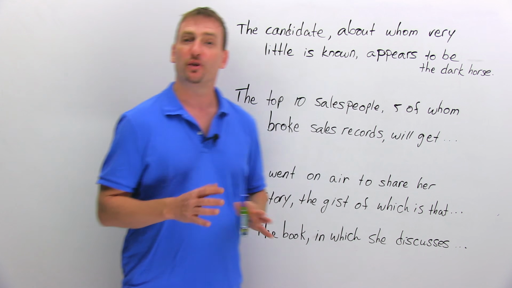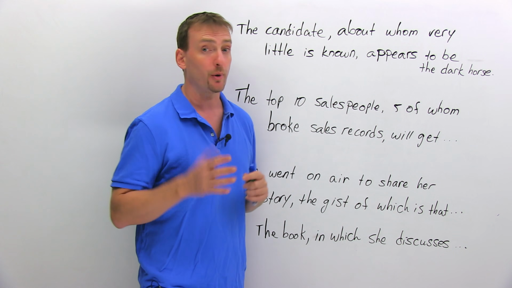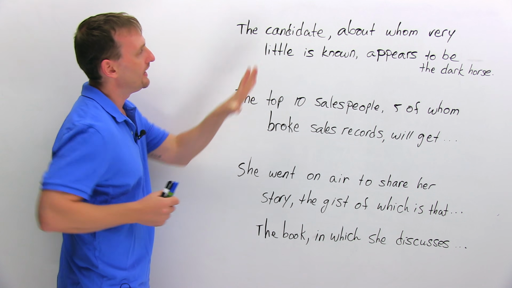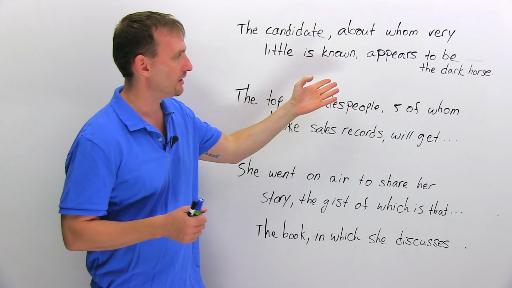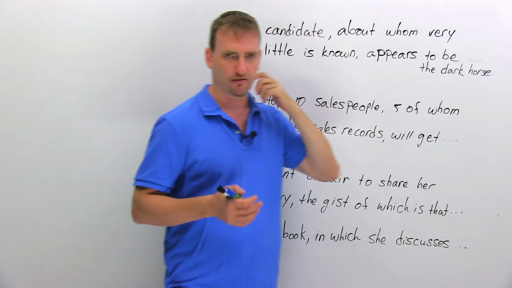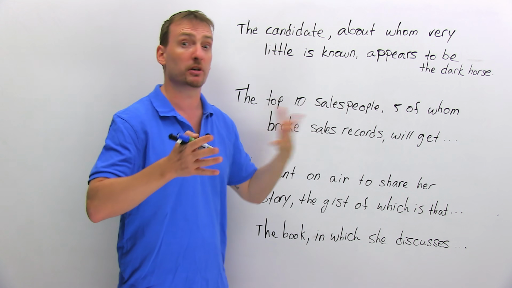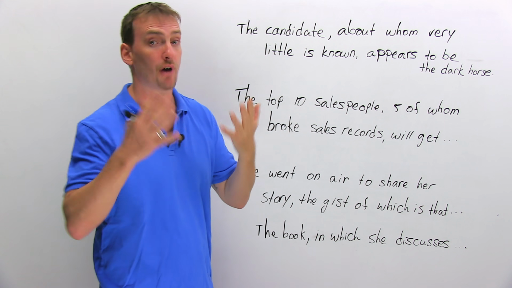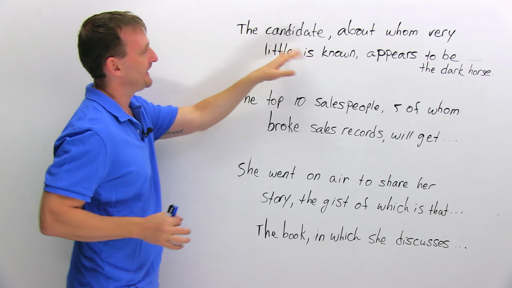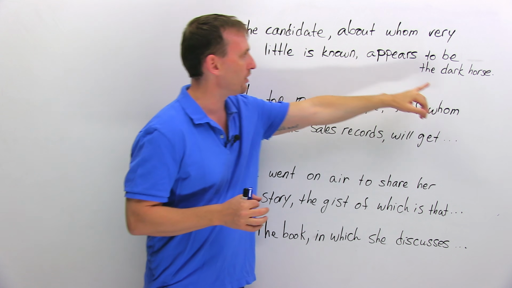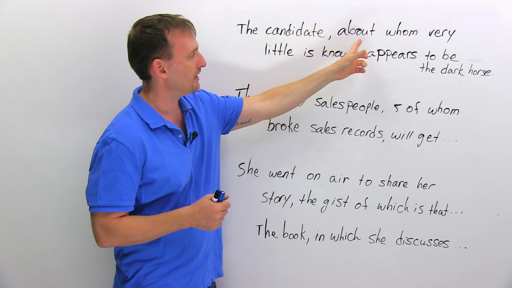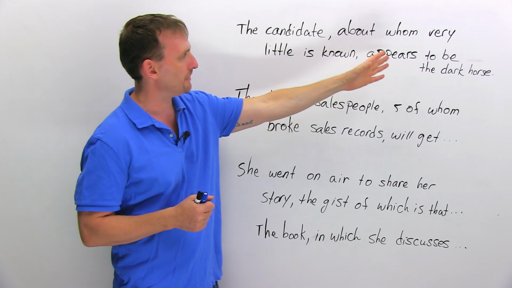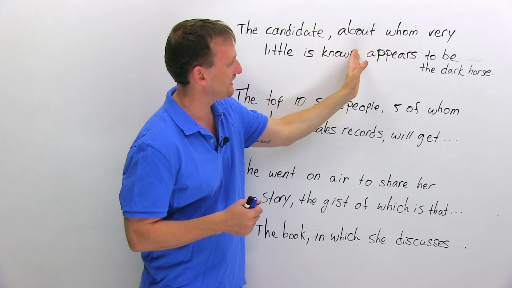Okay, so we're going to look at a few more examples because a couple other points I want to show you, okay? The candidate about whom very little is known appears to be the dark horse of the race. The dark horse means the one that nobody really expected to win, so the surprise, but that's not the point. The candidate appears to be the dark horse. Very little is known about him. So first of all, what I did, very little is known about him. About him was at the end.